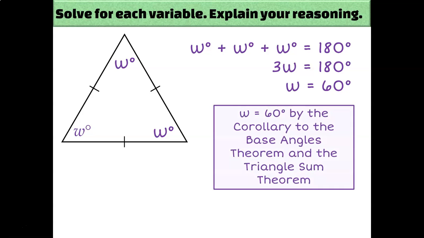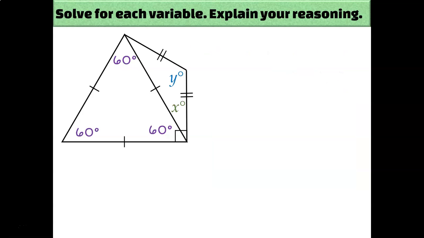In order to explain my reasoning, it requires two different reasons. We use the corollary to the base angles theorem to say that all three angles had to be W, and we use the triangle sum theorem to add those three W's up to 180 degrees. So let's update our diagram. Instead of W, let's write 60 for all three of the angles in that equilateral triangle. Okay, what about X?